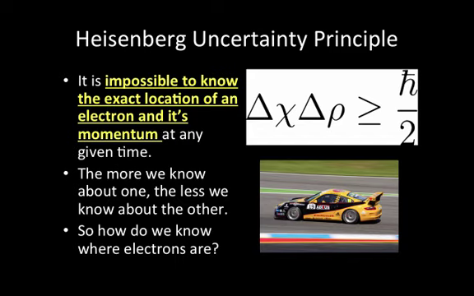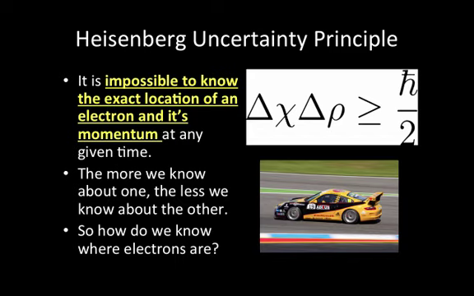And then along came Heisenberg, who noticed that when we were looking at an electron, and based upon the erratic behavior of electrons, their speed, their momentum, it is impossible to know the exact location of an electron and its momentum at any given time. And the more we know about one, the less we truly know about the other. That's what the equation in the top right-hand corner is, the Heisenberg uncertainty principle. The more we know about the change in x, the less we know about the change in the momentum, or p. That's why you see h divided by 2.